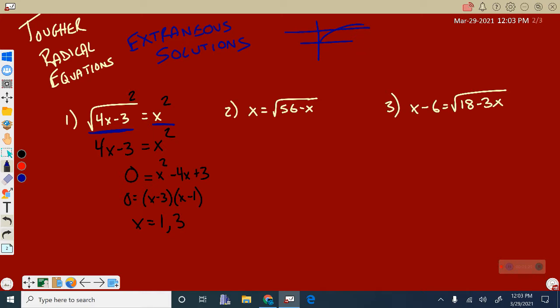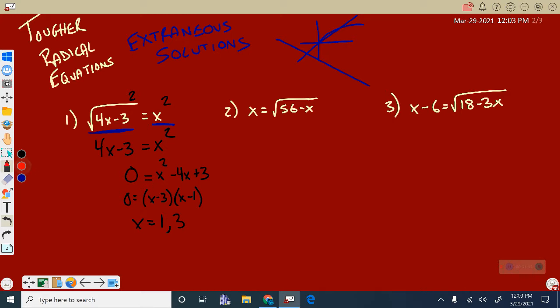Now the issue is we don't have just a single line, a flat line I should say. We have something that looks like that. So I might be able to cross it twice, or what if my line looked something like this? I would never cross that line. So it's possible I get one answer, two answers, or even no answers based on these graphs.